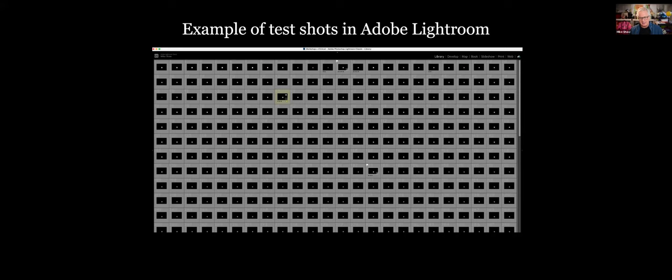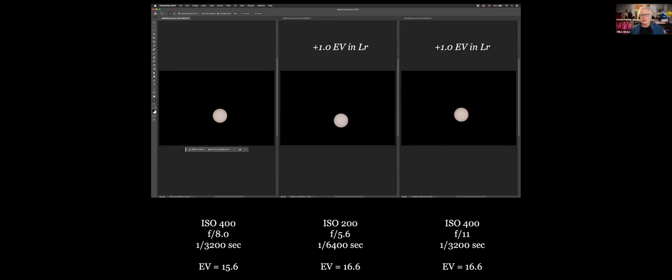But in any event, I kind of settled in on these three combinations. And the two on the right were one exposure stop dimmer than the one on the left. So I just increased those by one stop in Lightroom. That's what these mean. But the exposure settings are as you see here on the bottom. And so this is the way they look in Lightroom with a 500 millimeter lens. That's how big the sun is in a 500 millimeter frame.